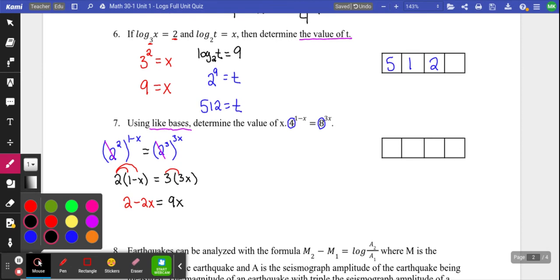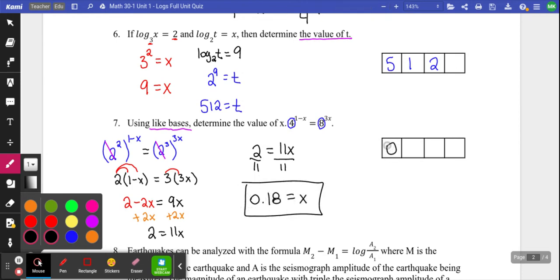A little bit of algebra here. We need to move the x's to the same side. So I have 2 equals 11x. And divide by 11 to get your answer. 0.18 is x. It didn't say what to round to. My apologies. I'll accept basically any answer that rounds properly.